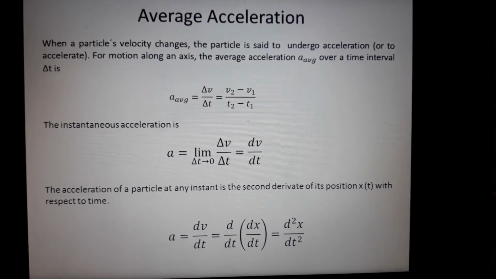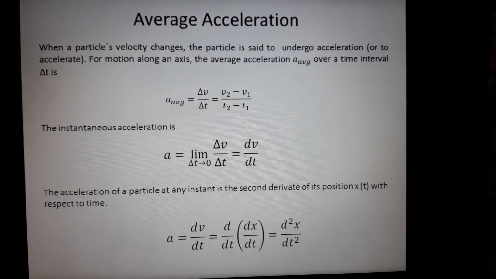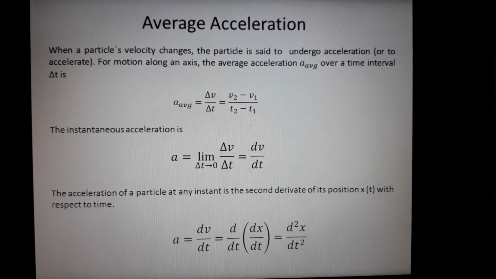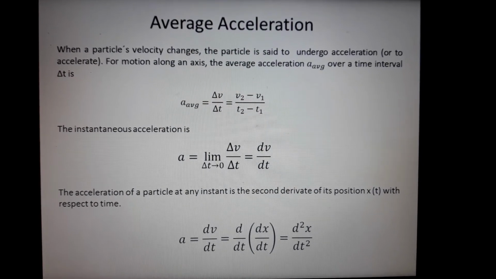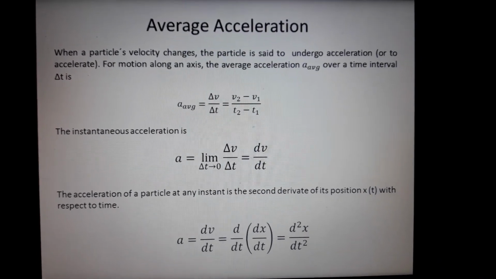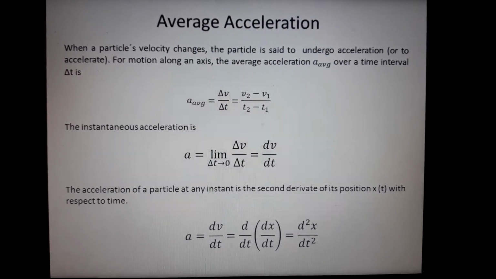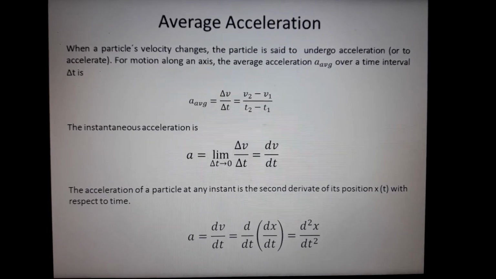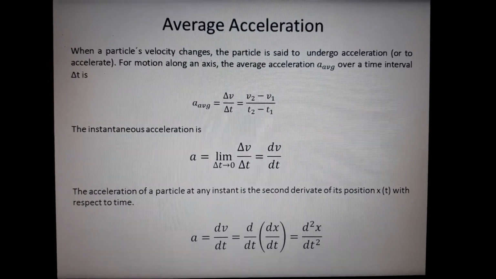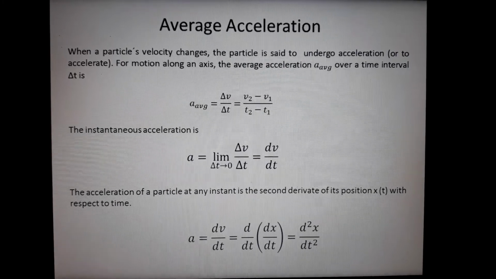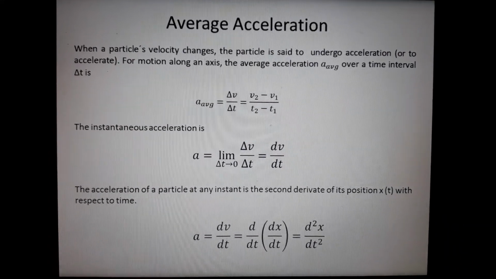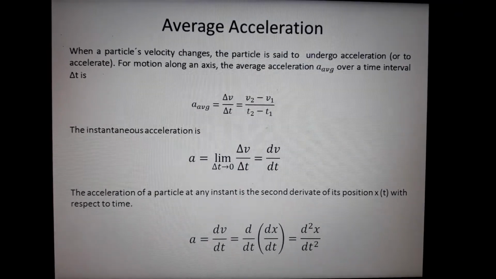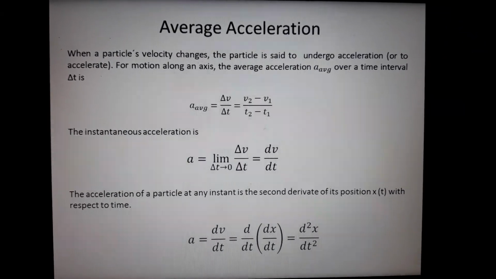For motion along an axis, the average acceleration, which we write as a-avg, over a time interval delta t is delta v divided by delta t, which is v2 minus v1 over t2 minus t1. Here v2 is the final velocity, v1 the initial velocity, t2 the final time, and t1 the initial time.